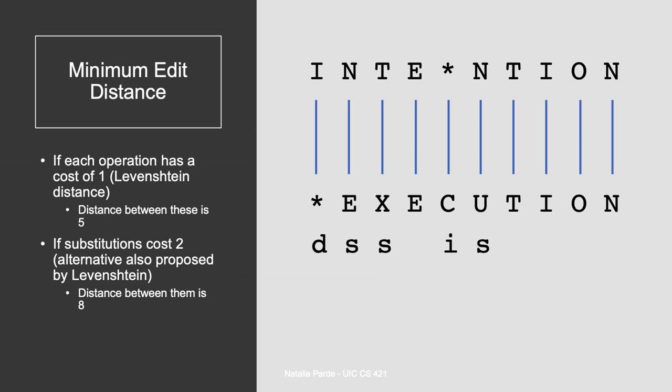Remember that we have three possible edit operations: insert, delete, and substitute. If we want to convert the string intention into execution, the simplest way to do so is to delete the I, substitute the N for an E, substitute the T for an X, insert a C between the E and the N, and finally substitute an N for a U.